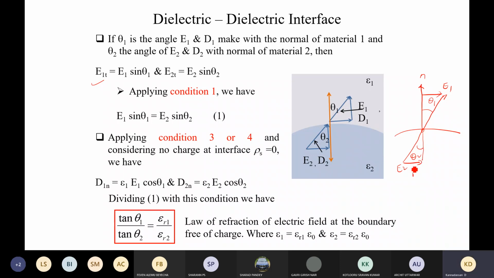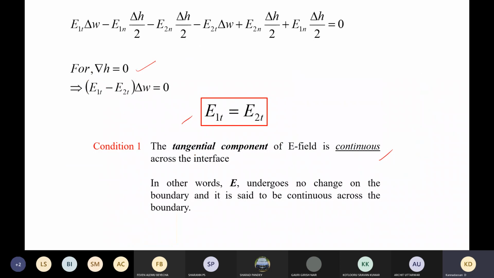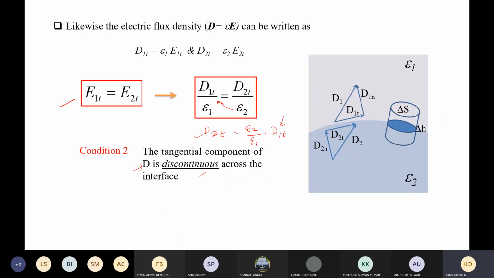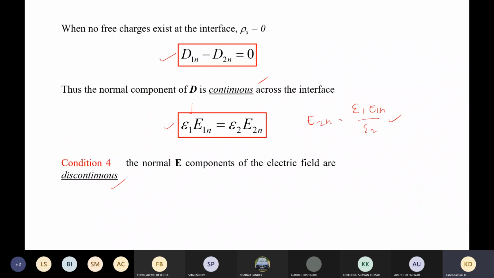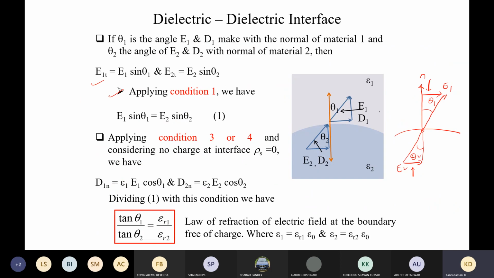So this opposite side, we can easily define with respect to sine theta, and the same thing is applicable to the E1 and E2 case, both the cases. Now we are going to apply boundary condition 1. Boundary condition 1 states that the tangential components are both equal all the time, irrespective of whatever the angle it goes in.